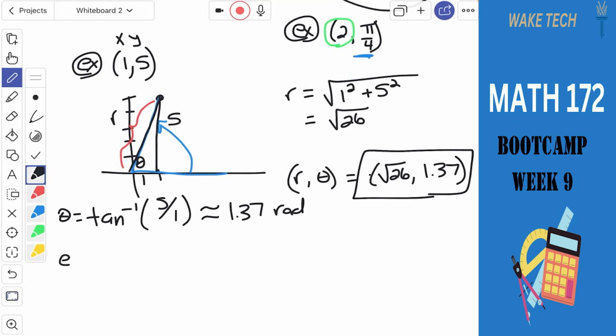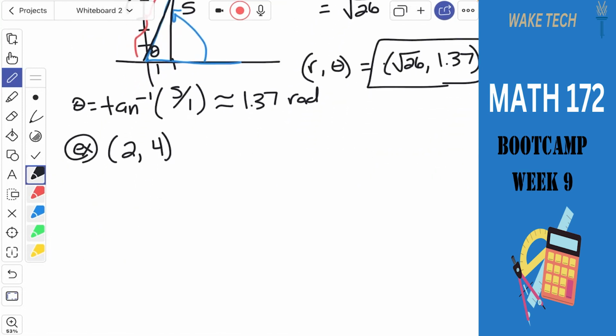So let's try another one. So (2, 4). That is a point in rectangular coordinates. We can plot it by going 2 units to the right and 4 units up. So there it is.